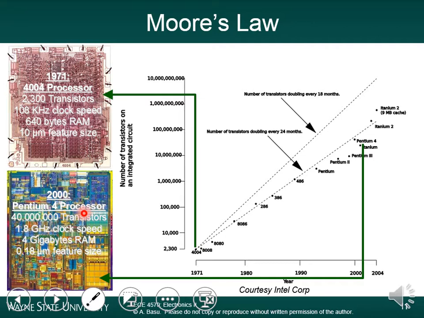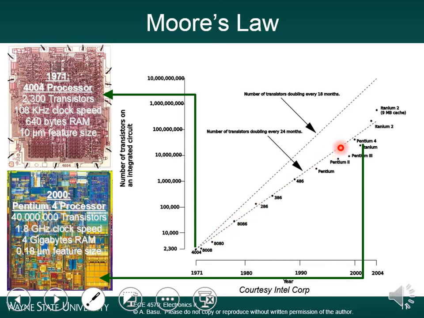Okay, so if you look from the 1970s until 2004, between here, you'll see that the number of transistors on a chip increased from 2,300 to greater than 10 million. And this happened if we graph the number of transistors on a chip like this over time, it's actually a nice curve like this. And this is what Moore's law is all about.